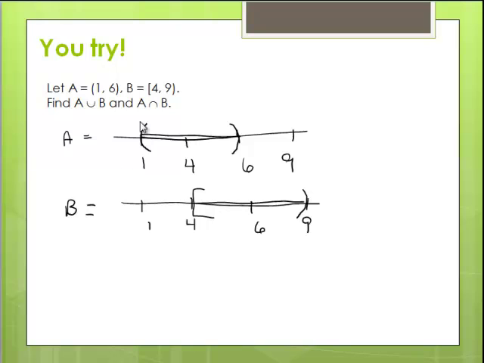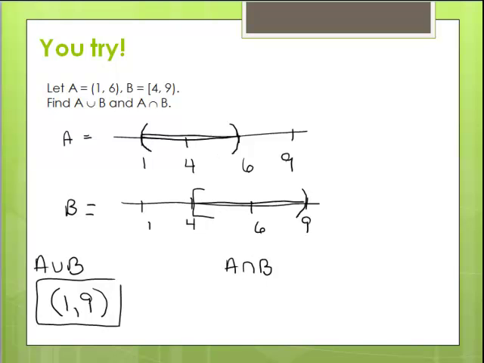To review, A goes from 1 to 6, not inclusive. B goes from 4 to 9, including the 4, but not the 9. So A union B would be everything in both. So we're going from 1 to 9. We're not including the 1 because it's not in either, and we're not including the 9 because it's not in either.